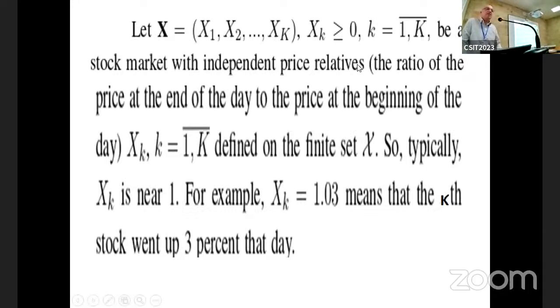Why do we say price relatives? Because this is the ratio of the price at the end of the day to the price at the beginning of the day. So usually it's near 1. So when x_k, for example, equals 1.03, it means that the k-th stock went up 3% that day.